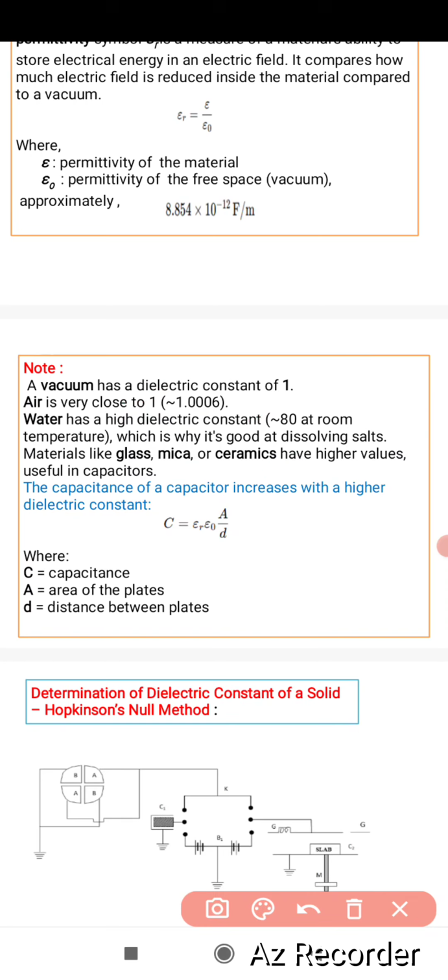So what is meant by capacitance? The capacitance of a capacitor increases with a higher dielectric constant. A capacitor is a device for storing electrical charges. If the capacitance increases, it means it has a high dielectric constant. It is represented by C is equal to epsilon r into epsilon naught into A divided by d. A is the area of the plate, C is the capacitance, and d is the distance between the plates.